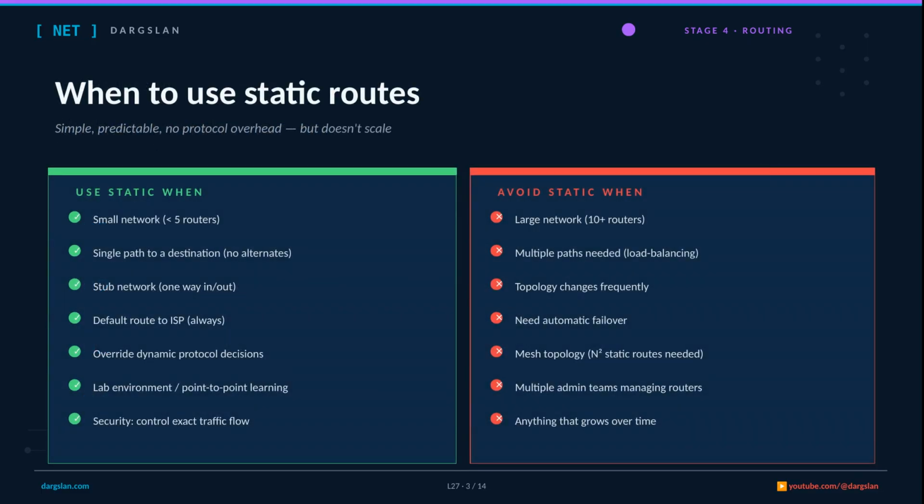So before we go deeper, let's set the judgment call. Static routes shine in small, predictable environments, fewer than 5 routers, a stub network, a default route pointing at your ISP, or anywhere you need to override what a dynamic protocol decided. They're also perfect when security demands that traffic follow one exact path. But the moment you have 10 plus routers, multiple paths, a shifting topology, or any need for automatic failover, static routes stop helping and start hurting. The rule of thumb: if it grows or changes, don't handcraft it.